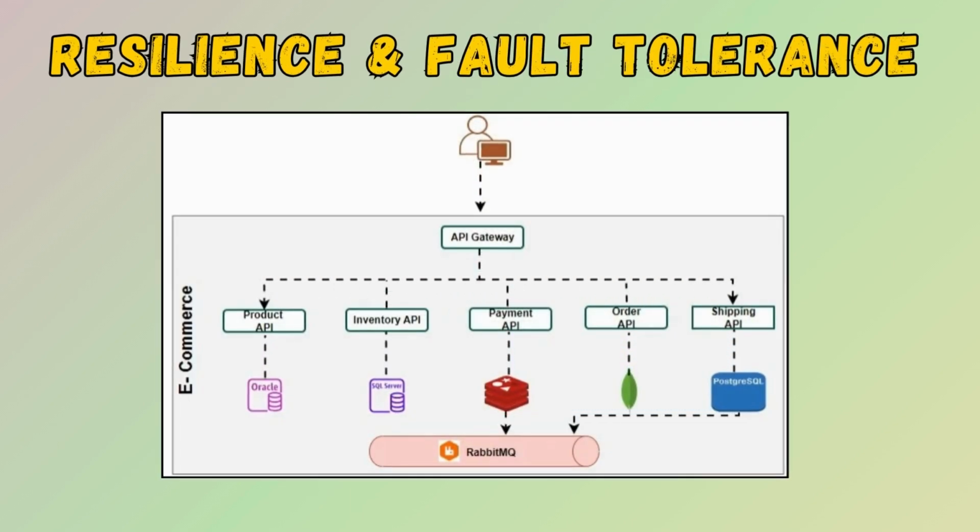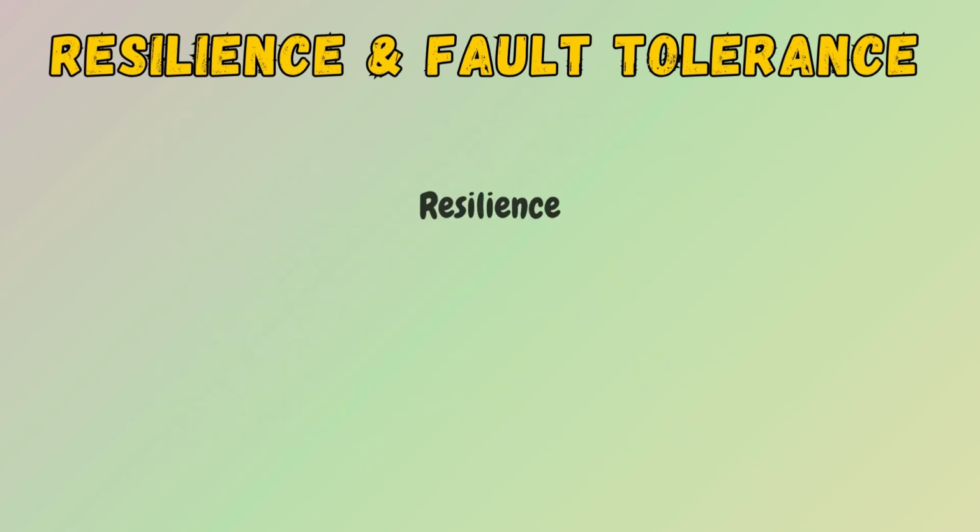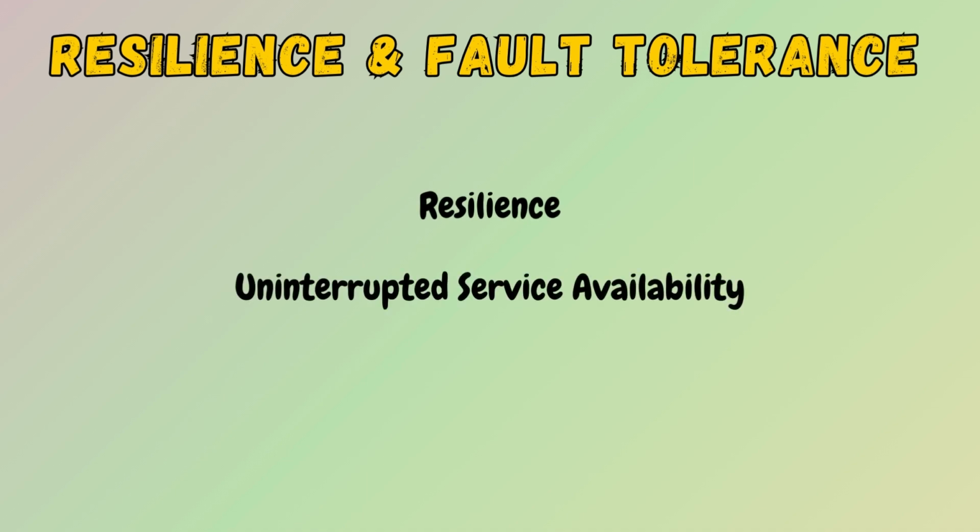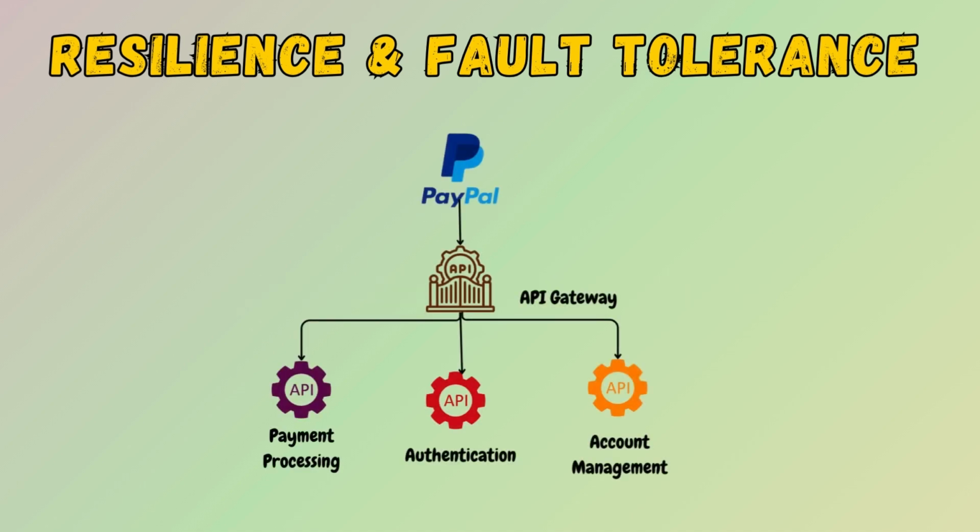Microservices promote fault isolation, where failures in one service do not impact the entire system. This resilience ensures uninterrupted service availability even in the face of failures or disruptions in individual components. For instance, PayPal employs microservices to process online payments. If there is a failure in the payment processing service, it does not affect other services like user authentication or account management, ensuring seamless transactions for users.